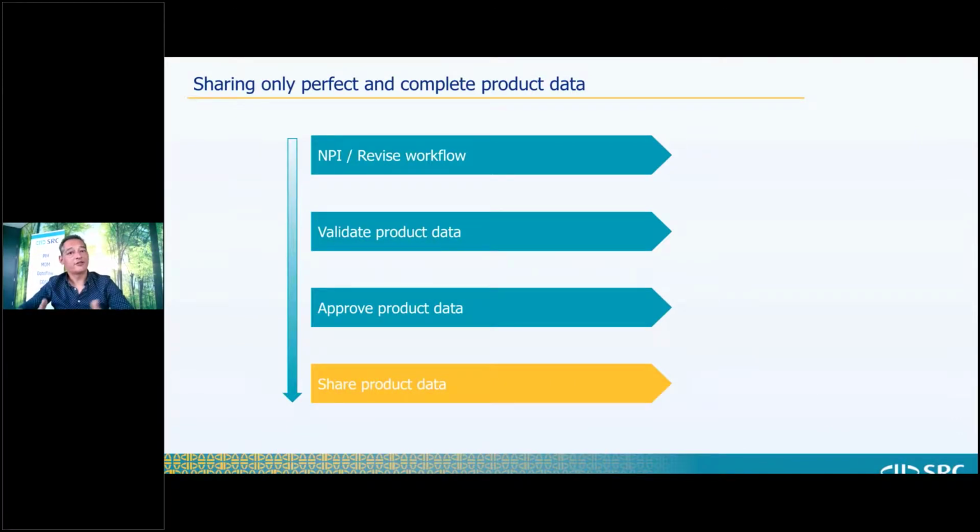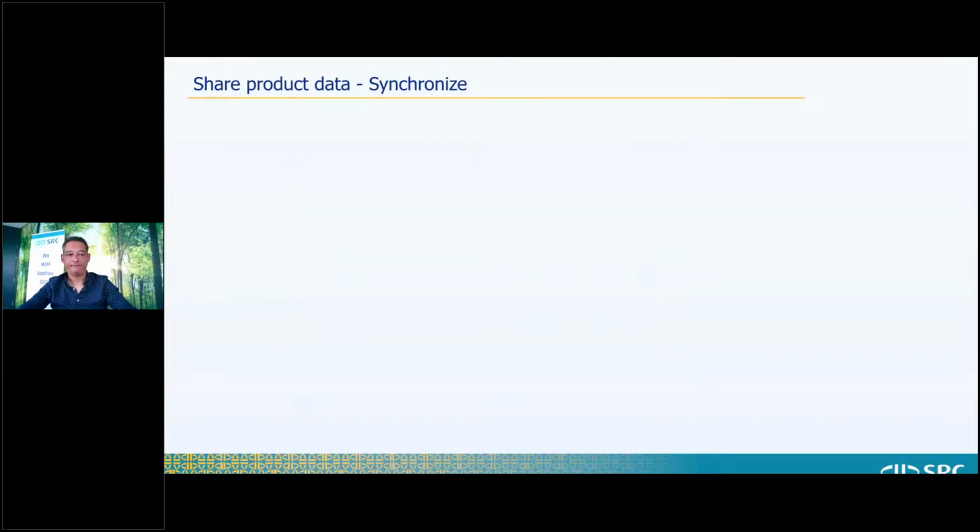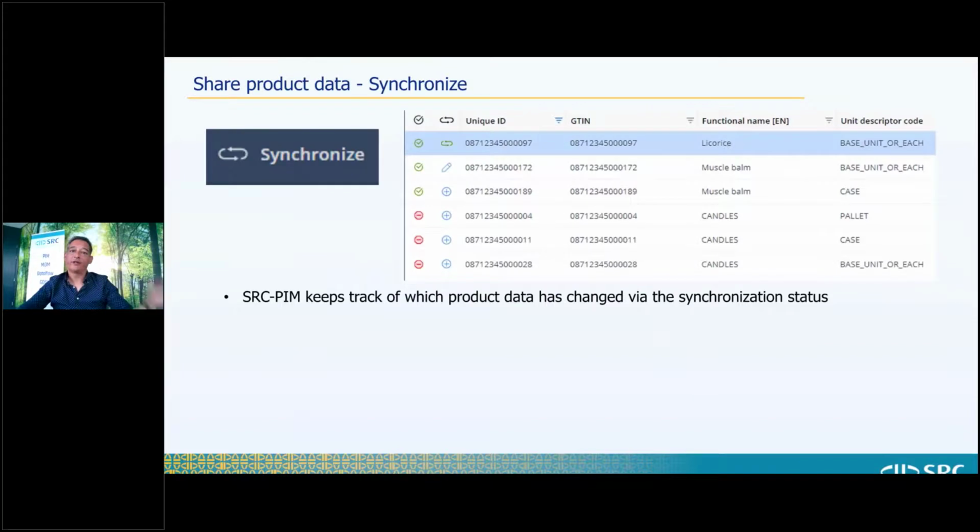After all the checks and enrichment have been done, it's time to share the product data. Within SRC PIM, that's done by the synchronize functionality, and SRC PIM keeps track of which product data has been changed via the synchronization status. So an item can be published, new, or changed. By default, only new and changed products are synchronized. This way, you can prevent a certain load on the target systems.